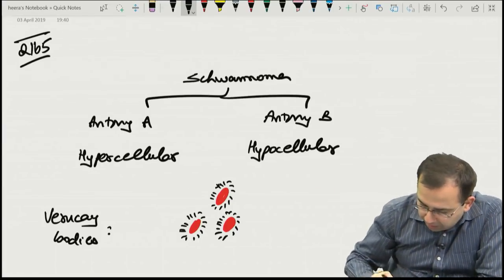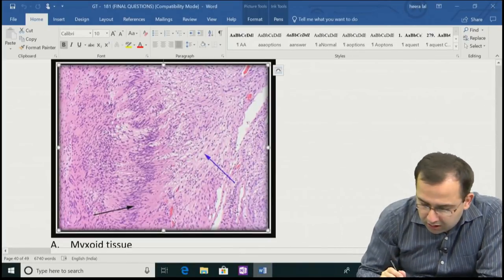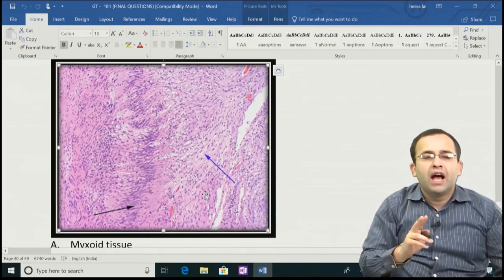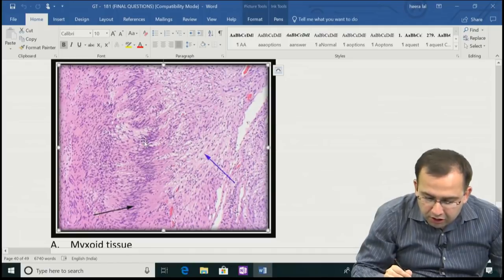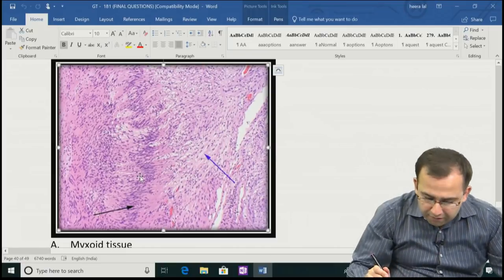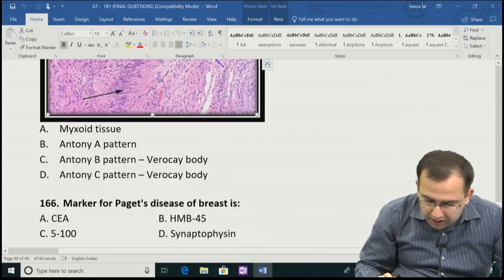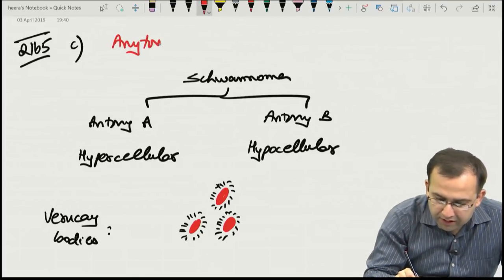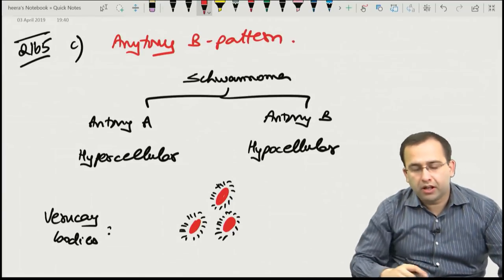Now, let us have a look at what is shown in the image. You have two areas. The blue arrow, the tumor cells are well spread apart. It is an edematous area, that is Antoni B area. Whereas the black arrow, the tumor cells are present clustered together. So left side is Antoni A versus right side, which is Antoni B. So the answer is C, that is Antoni B pattern, Verocay body.